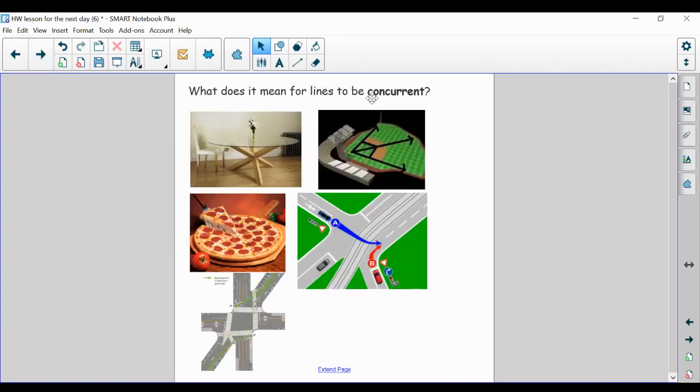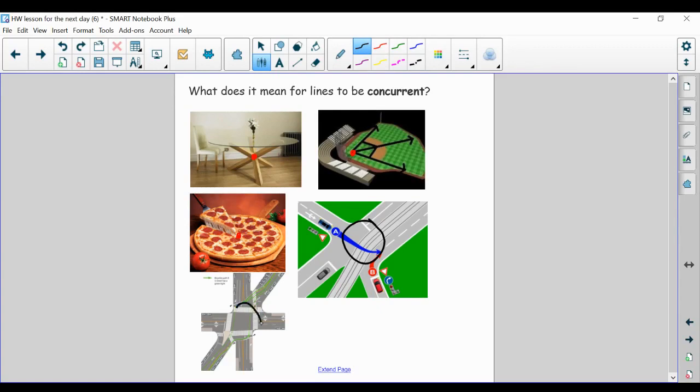So what does it mean for lines to be concurrent? Looking at these pictures, you can pause it here and think about it. Give yourself 1 minute to think about it. What is concurrent mean? Here's a hint. If I put the point over there and here and here, what do you think concurrent means?